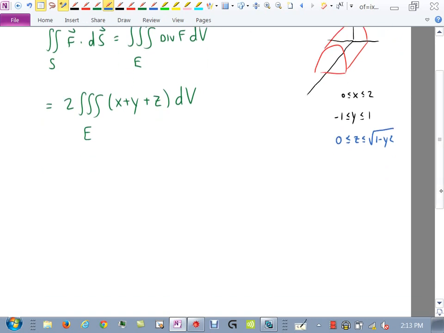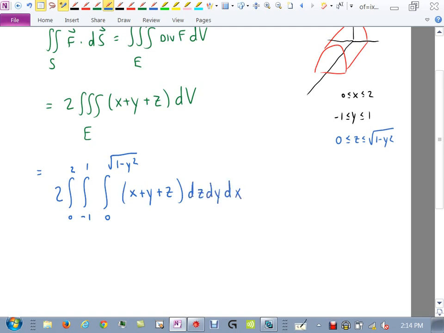So let's work this out. 2 times the integral from 0 to 2, then from -1 to 1, then from 0 to square root of 1 minus y squared, of x plus y plus z dz dy dx, right? So why would I even ask you a triple integral problem on a test if I could just give you one of these, right?